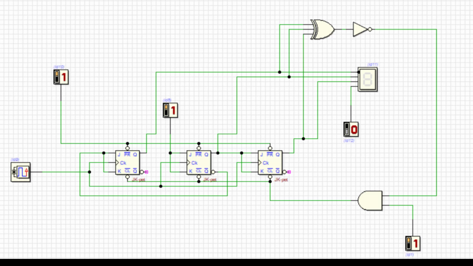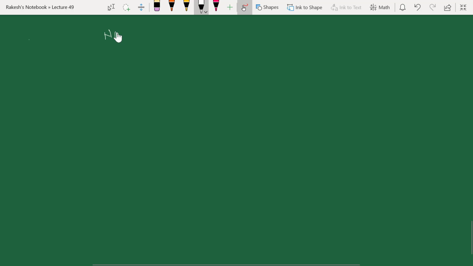Now we'll see the lockout problem in ring counters, how they experience the lockout problem. Now let us consider the lockout problem in a ring counter, or shift register counter.